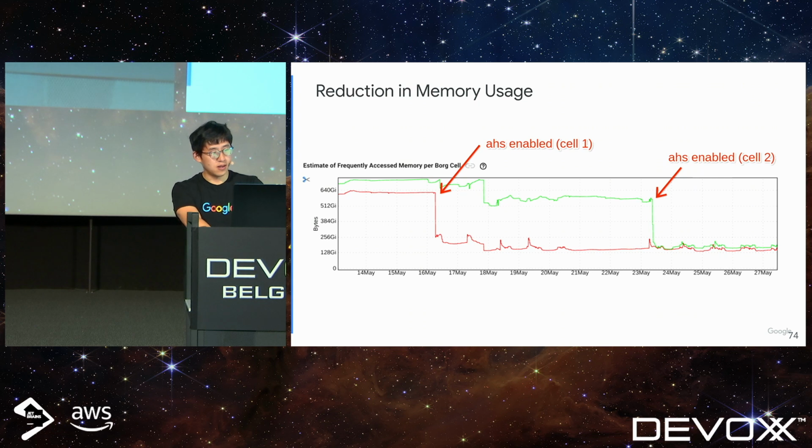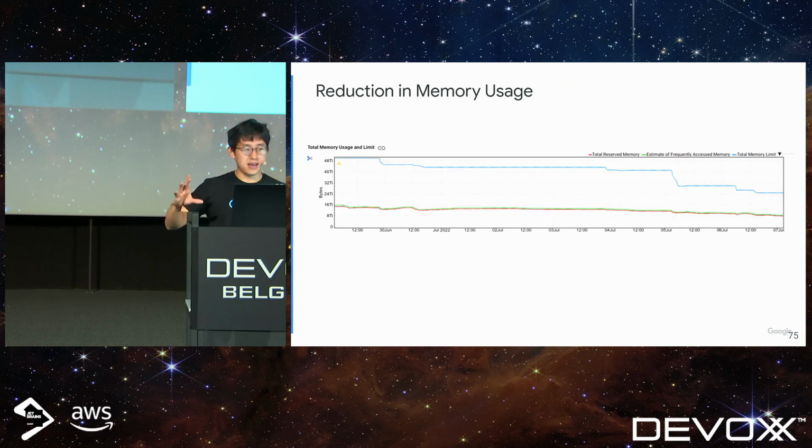But if we zoom out and look at a particular cell, these are the types of memory savings we saw. For example, for one of the cells, we had an average memory usage across all the tasks in that cell of around 640 or so gigabytes. After turning on HS, we see that drastically drop to around 140 or so. And similarly, once we enabled it on cell 2, we saw similar drops in memory usage.